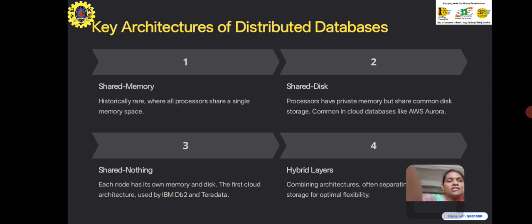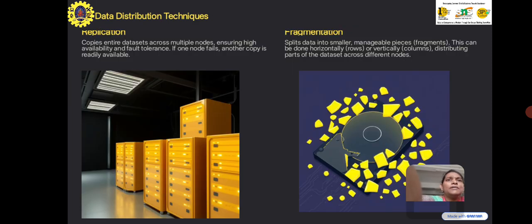Next is the hybrid layer. The hybrid layer is a mix-and-match approach, which separates compute and storage. This is like running a business. Sometimes all employees share one filing cabinet, sometimes everyone has their own, which is shared nothing, and sometimes you mix both.